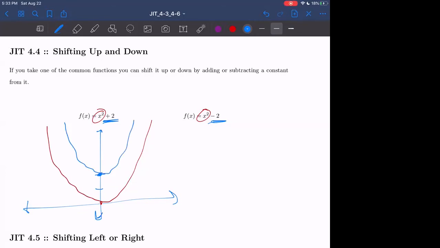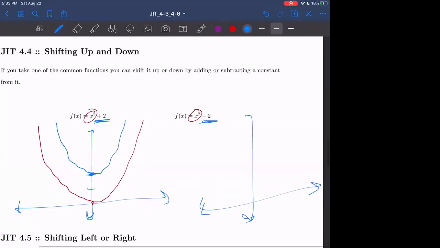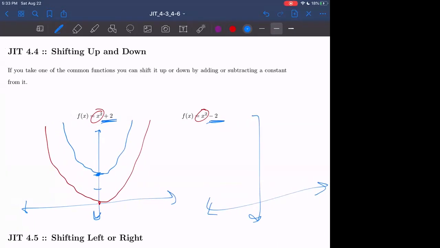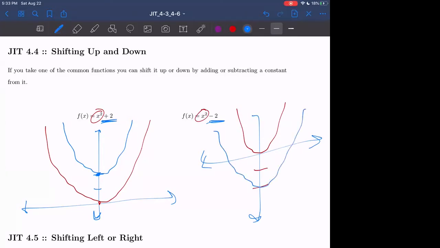Okay. And if I'm going to subtract 2, I start with my basic, which goes through the origin. And if I'm subtracting 2, then I'm moving down 2. And so all of the values get moved down 2. Okay, so that's up or down.